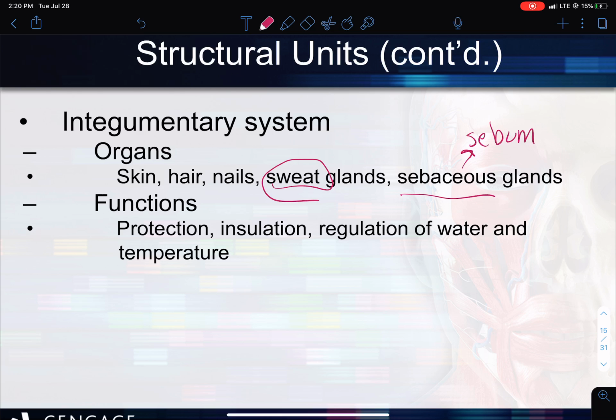And the functions of the integumentary system, since they wrap around the rest of the body, is essentially protection. Protection from physical abrasions, protection from the weather, protection from other temperatures, protection from losing any water, regulation of water and temperature, and also insulation. So you might think that fat is a part of insulation, and it definitely is, but the integumentary system by itself can also perform this function.